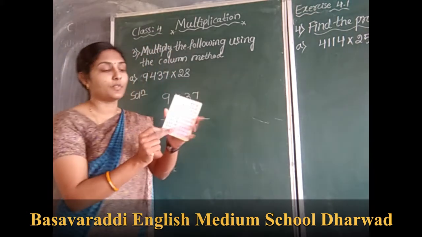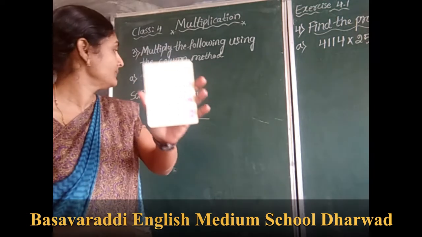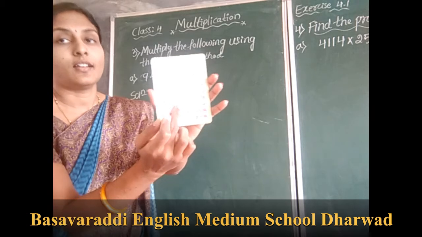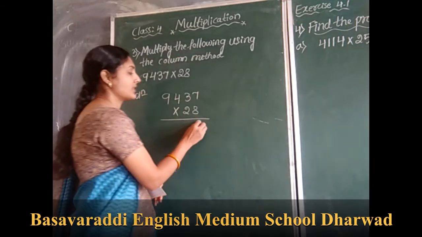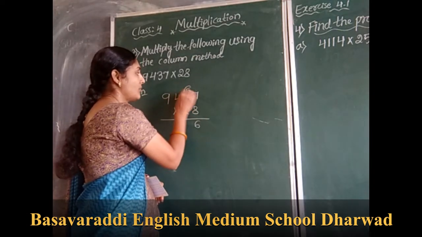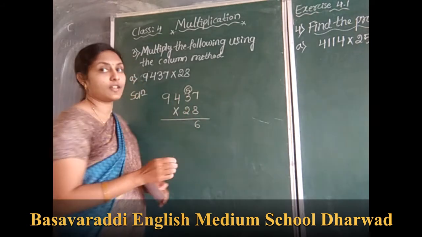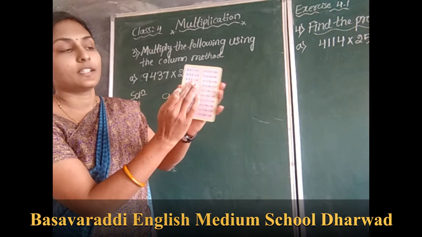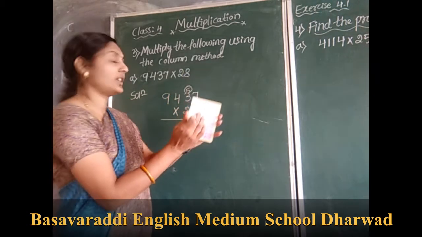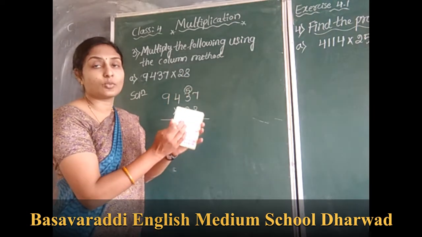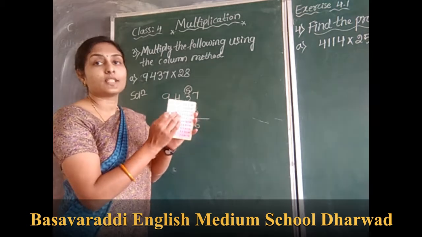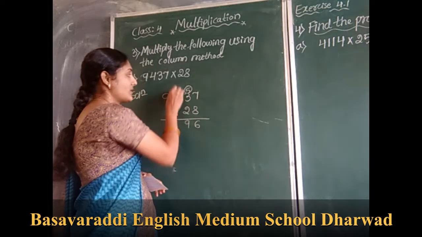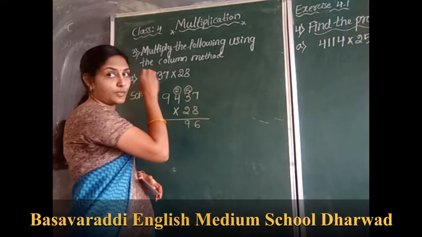So I have the table of 8. The 8 sevens are 56. So write the 6 here, 5 carry over. Next, 8 threes are. That means 8 is multiplied 3 times. The 8 threes are 24. The 24 plus 5 is 29. So write 9 in the tens place and carry over to the hundreds place.